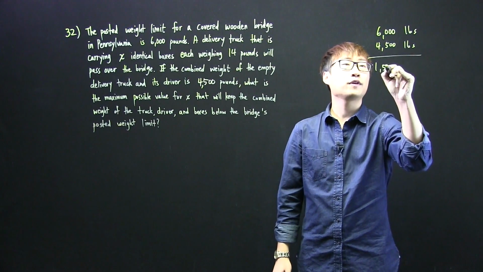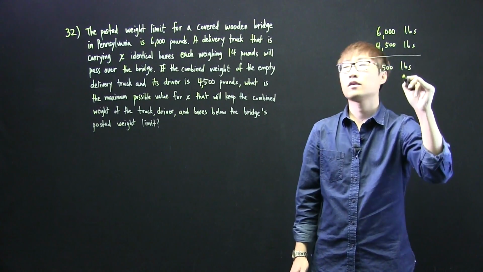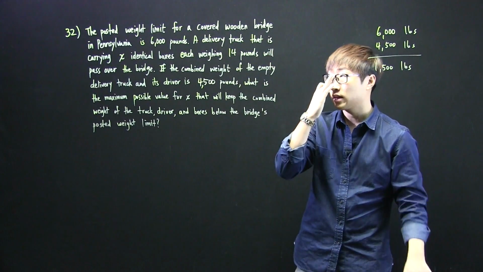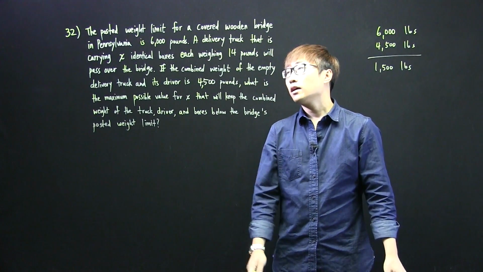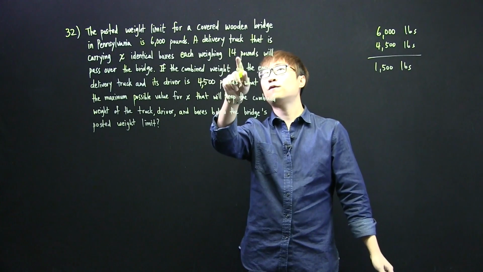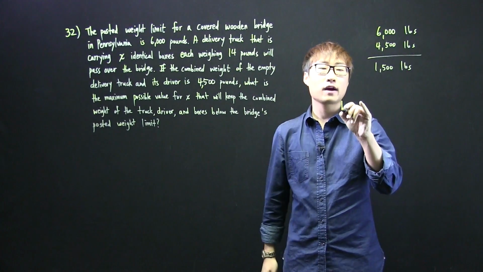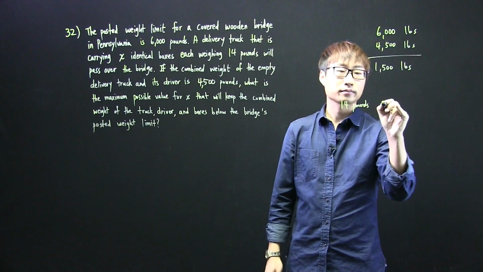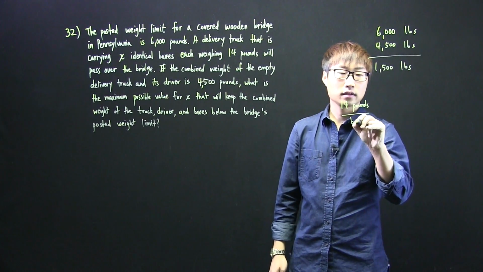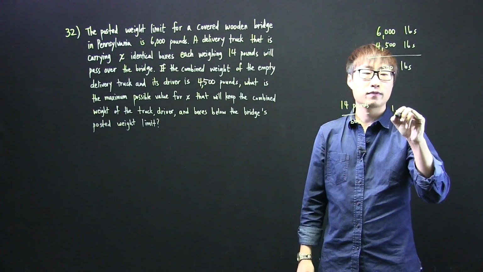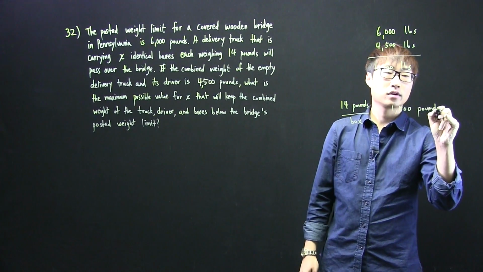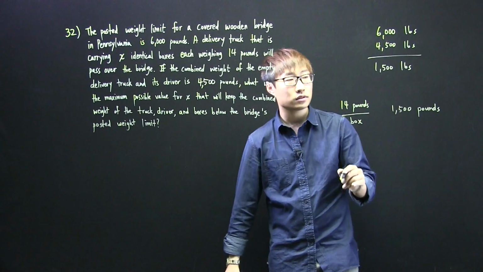And that gives you 1,500 pounds to work with for all those boxes that the truck can carry, right? And each box weighs 14 pounds, right? So we've got 14 pounds per box, and then the maximum we can fill at this point is 1,500 pounds. So what do we do with these numbers?